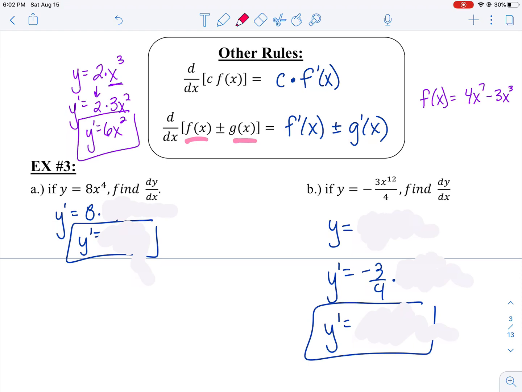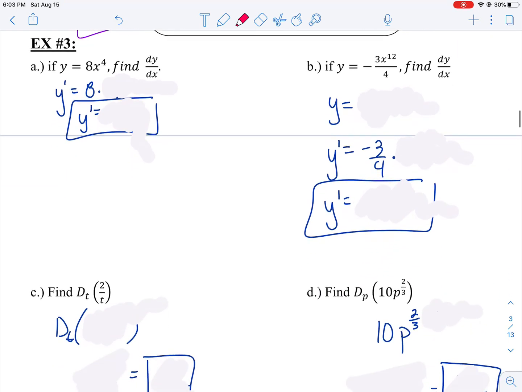What it says is that you should be able to find the derivative of each little piece separately, as long as there's only a plus or minus sign in between. So I should be able to find the derivative of 4x to the 7th, and then I should be able to find the derivative of 3x cubed, and then just subtract those answers together for my derivative. All right, let's apply these rules, practice these rules, so that we get the hang of it.